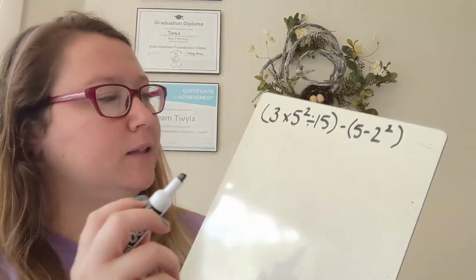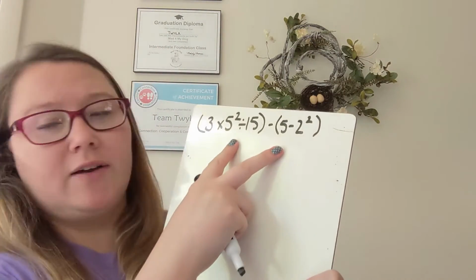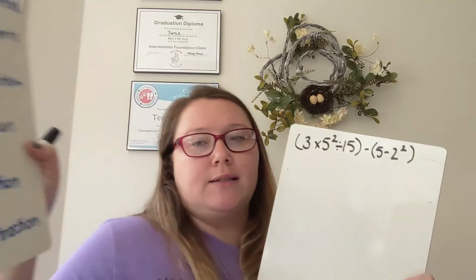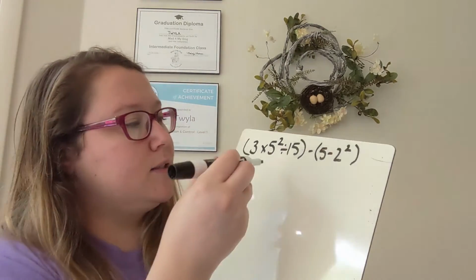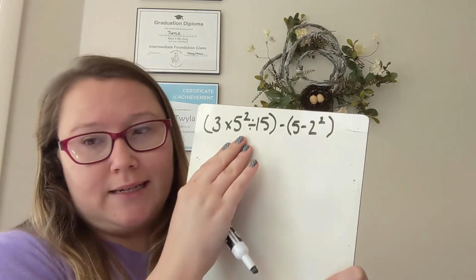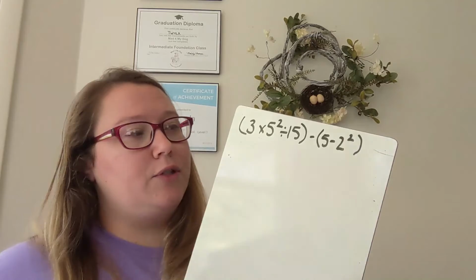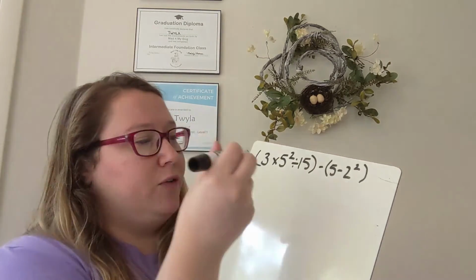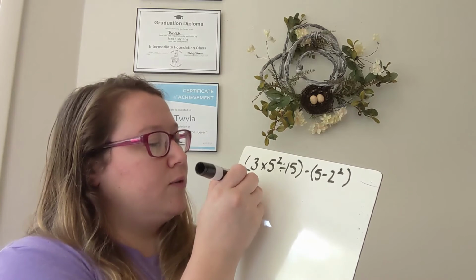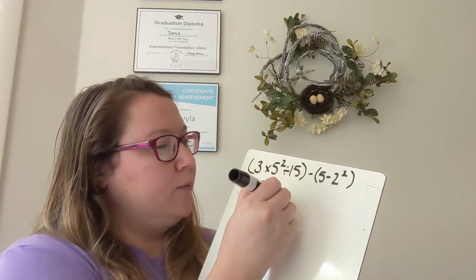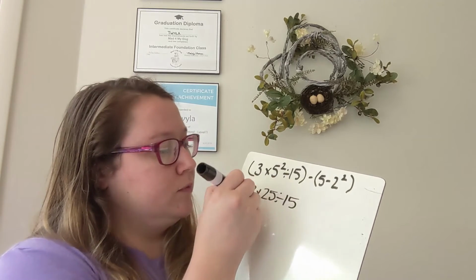And let's begin. So the first thing we need to do is solve everything inside the parentheses, because that is the P in the Please Excuse My Dear Aunt Sally, the parentheses. So we're going into the parentheses, and order of operations applies here as well. So the first thing I would do inside the parentheses then is that exponent. So that would be 5 times 5, which is 25. So I have 3 times 25 divided by 15.